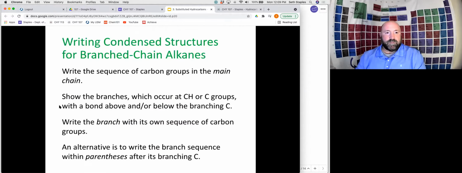When we're writing condensed structures for main chains, we write the sequence for the carbons in the main chain. We now will also show the branches, which are occurring at either CH or C, and those branches might be above or below, depending on how the compound is drawn. And we're going to write the branch with its own sequence. Let's take a look at an example, a little easier to see that.